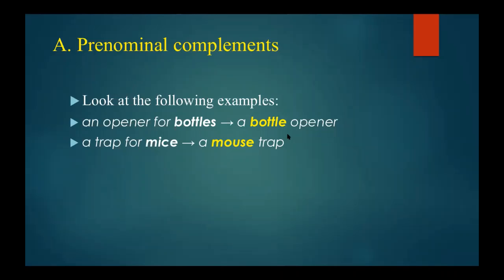Okay, so for the compound, the stress is always on the first syllable. The same situation here, we also have the stress on the first one. We say a bottle opener, a mouse trap, not on the second one. And for this, we believe that it should be the problem of morphology rather than syntax, right? Because of compound. Now, if it is the problem of morphology, when you need to add plural, should you add it to opener or to bottle? Tell me.